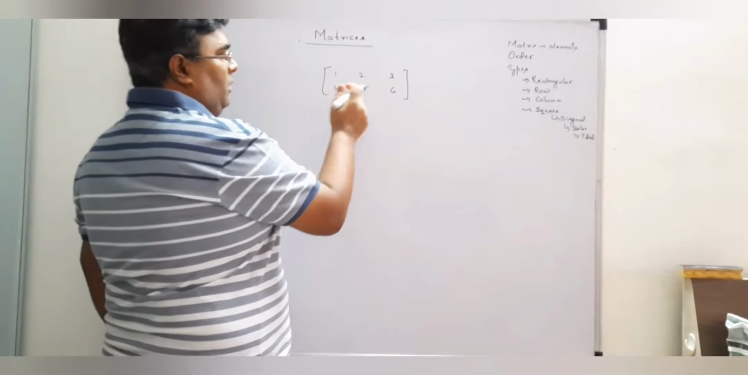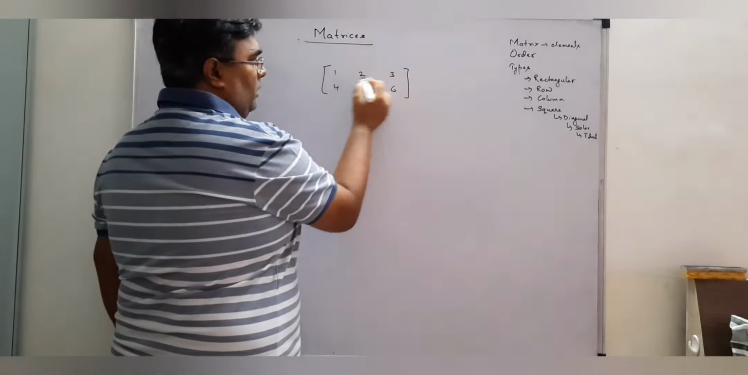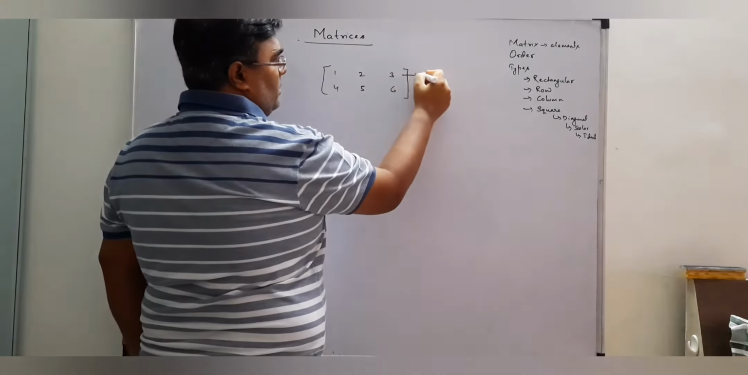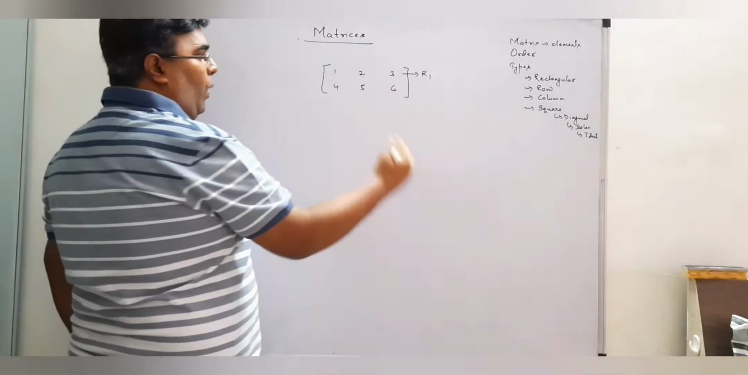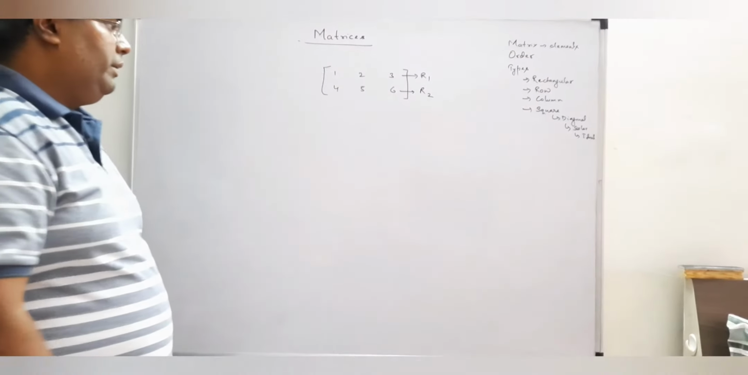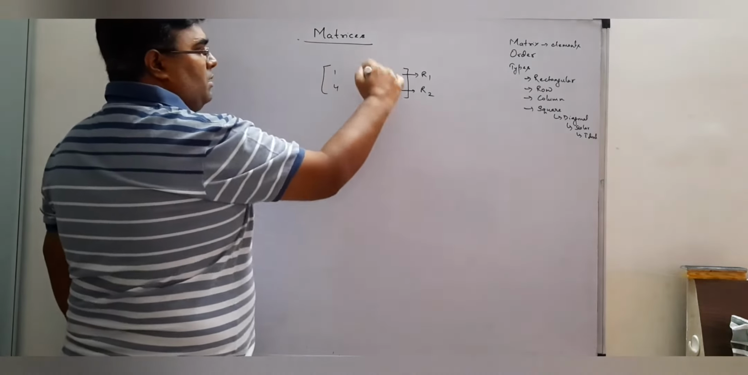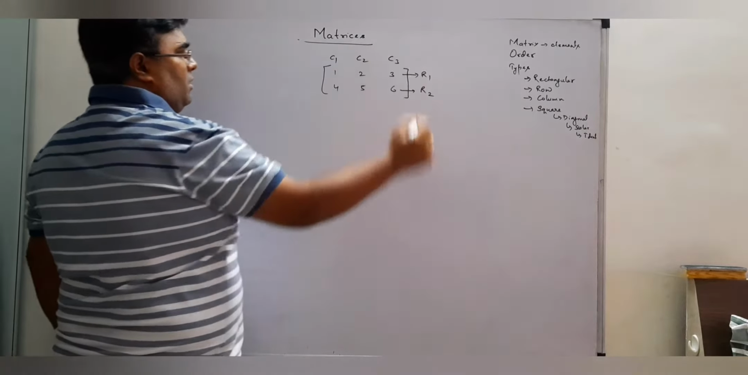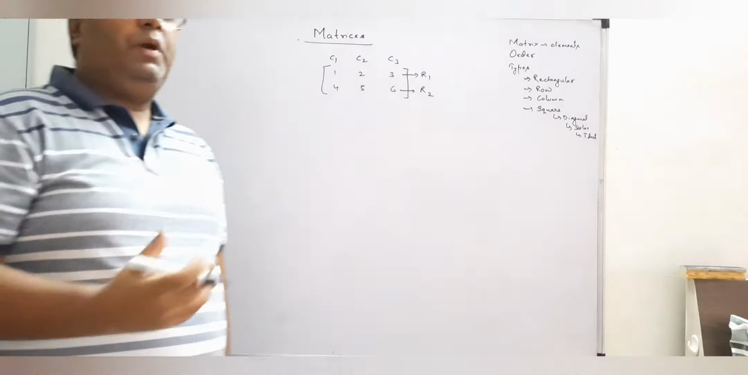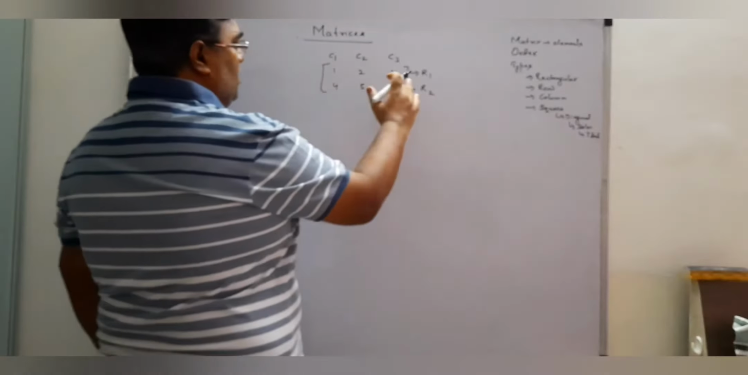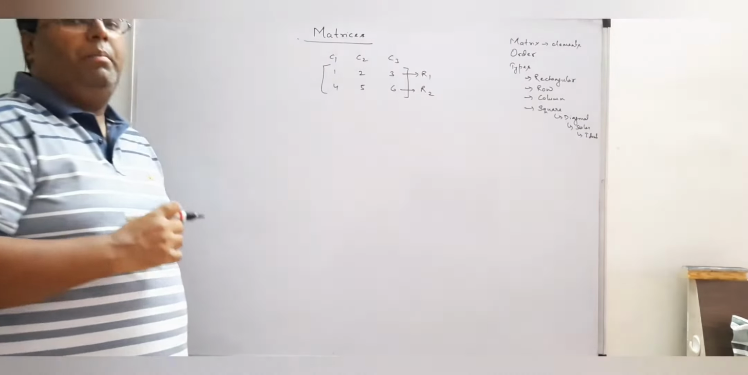So there are basically two rows. These lines are known as rows, so we can call this R1, row 1, and R2, row 2. And these are known as columns. We can call them C1, C2 and C3. So an arrangement of numbers, or generally elements, in rows and columns is known as a matrix.